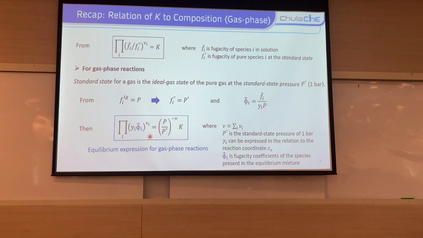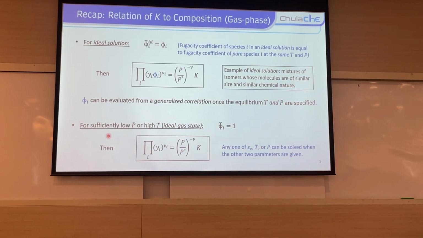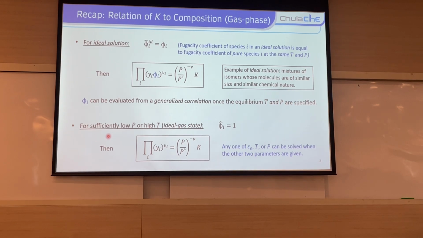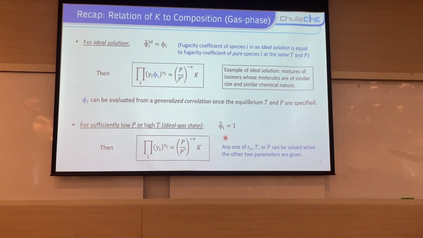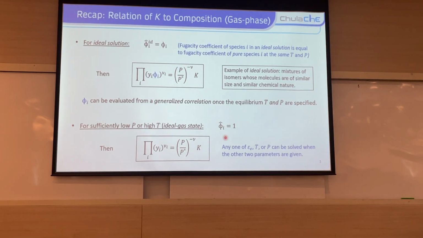But at low pressure, in that case, you can assume the ideal gas state for the gas species in the system that undergoes the chemical reaction. In that case, you can change the fugacity coefficient of the mixture into the fugacity coefficient for the ideal gas, which is equal to 1.